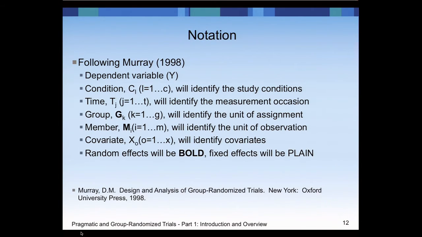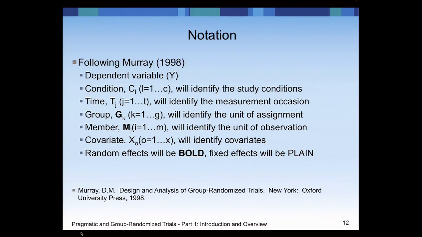I refer to members to identify the units of observation. Often those are individual people, but as I said before, you could have a group randomized trial where you're randomizing people and the units of observation are teeth. So this is a common occurrence in dental studies where we're making measurements on multiple teeth in the same person. The person is the unit of assignment. The teeth are the units of observation. It's a group randomized trial even though we're randomly assigning individuals.